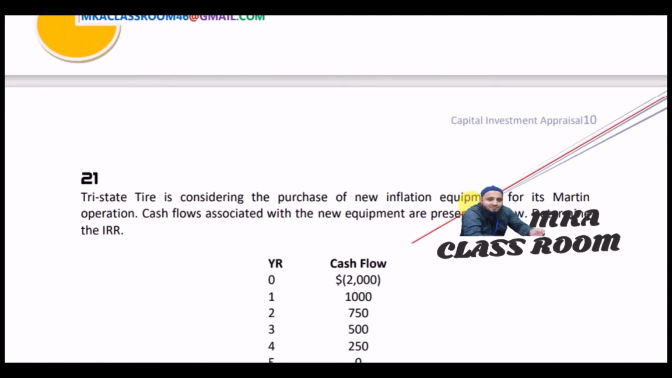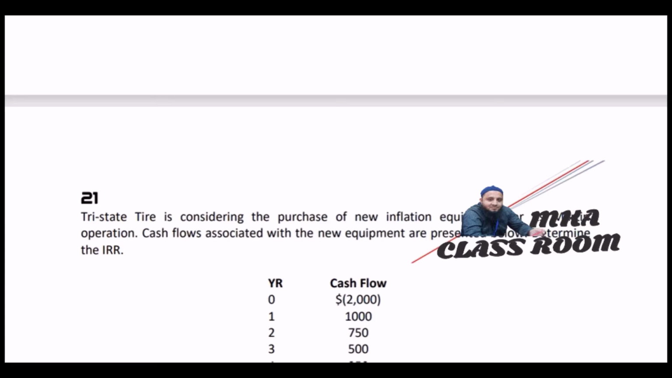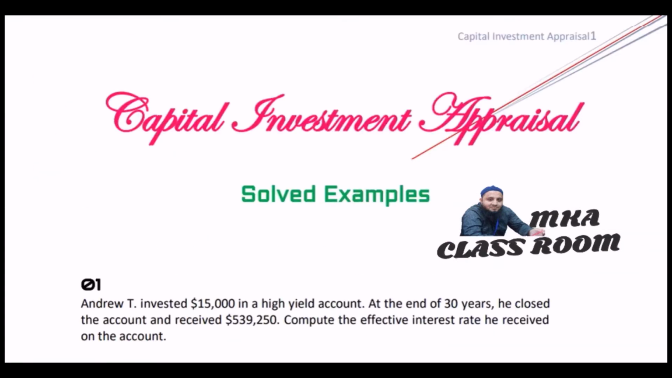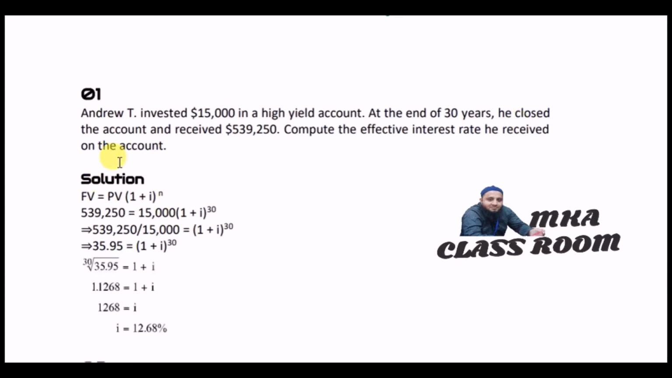So there are 21 examples. You will try to go through them at home, but today I am only talking about the first 1, 2 or 3. So here: Andrew invested 15,000 in a high yield account. At the end of 30 years he closed the account and received $5,39,250. Compute the effective interest rate he received on the account.